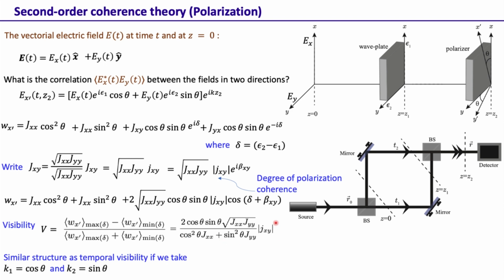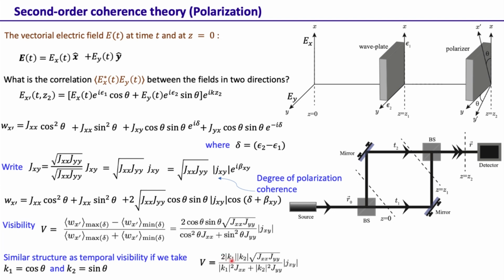Now this has exactly the same structure as we have for the temporal visibility. In that case we had k1 and k2, the factors that we multiplied for the fields coming from these two directions. So if we identify k1 as cosine theta and k2 as sine theta, then this expression is exactly the same as the expression of visibility we had in the case of temporal.